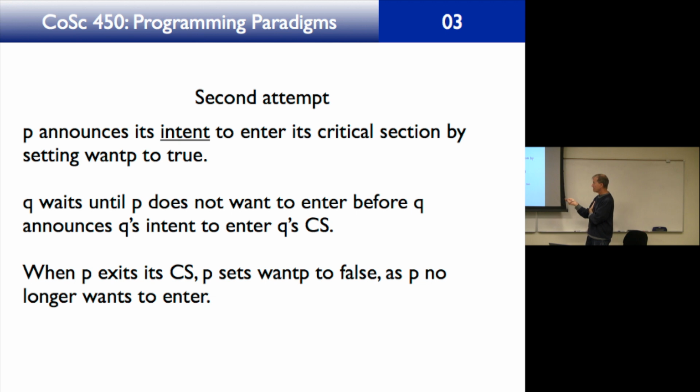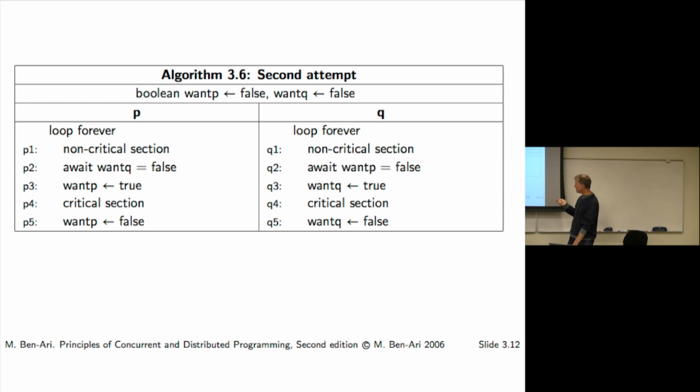All right? P announces its intent. And then Q waits until P does not want to enter before Q announces Q's intent to enter Q's critical section. This description is flipped from the one I started with. And then when P exits its critical section, P sets want P to false as P no longer wants to enter. So do you see the idea there? What you're doing is you are announcing your desire. And the other process is waiting on your desire to be fulfilled, and after it's fulfilled, then it can go ahead. Okay, and so here's the code.